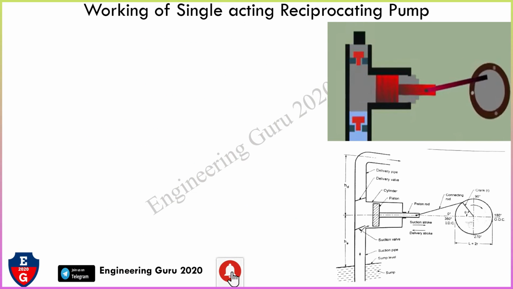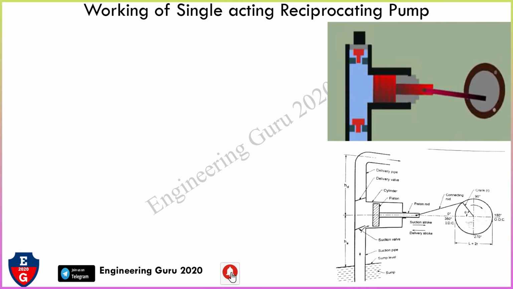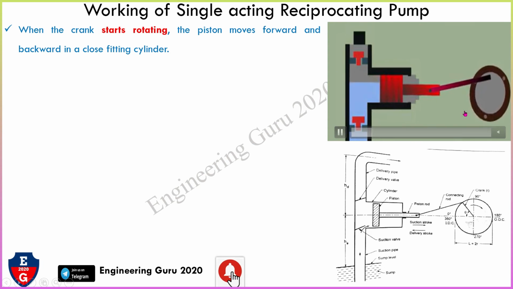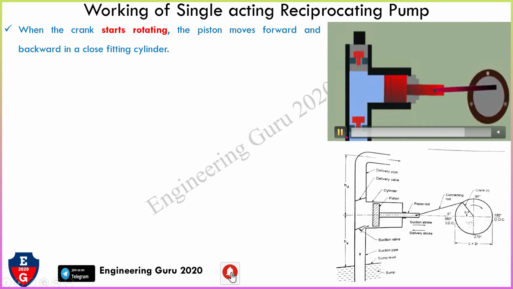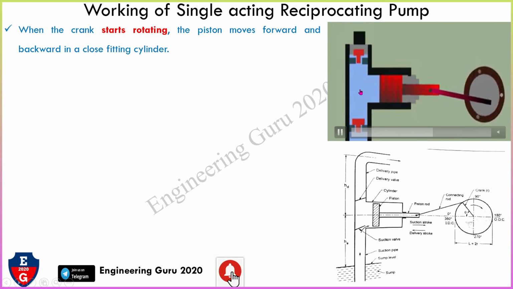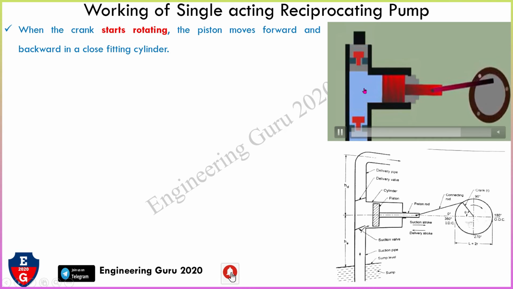Now, working of single acting reciprocating pump. When the crank starts to rotate, the piston moves forward and backward in the close fitting cylinder. In this image we can see that this is the crank, this is connecting rod, this is piston, and this is the cylinder. Whenever that crank rotates, the piston will move forward and backward. You can see this is the forward and backward motion.